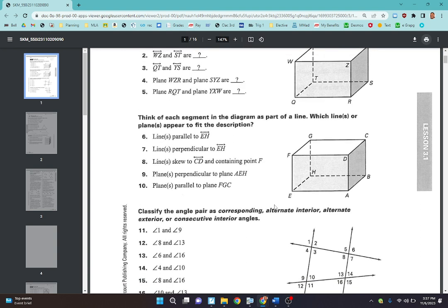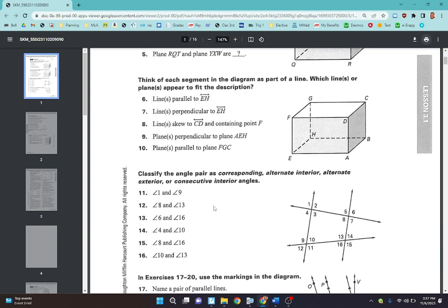Let's do number 11, 12, 13, 14, 15, 16. No, that's just the straight basics. 11, 1 and 9. You only look at this part, not that part. It's being recorded, so I don't want to be talking over you the whole time and make it difficult for people to see. So 1 and 9, they're both on the top left. So that's corresponding in that case.